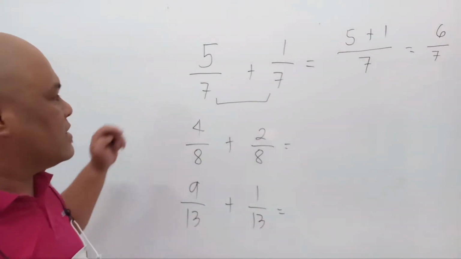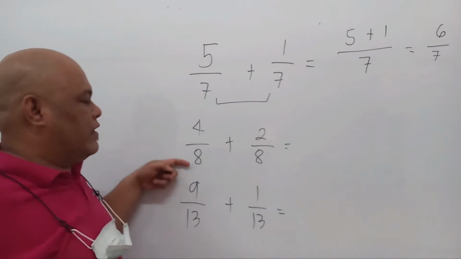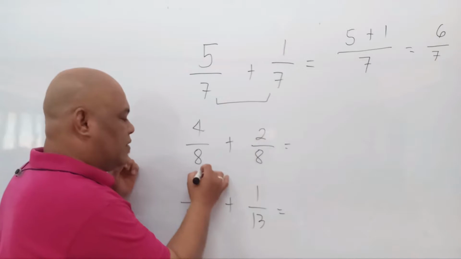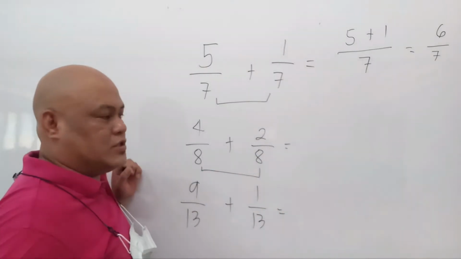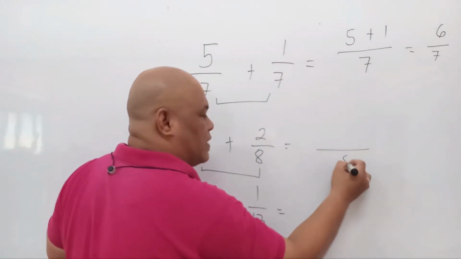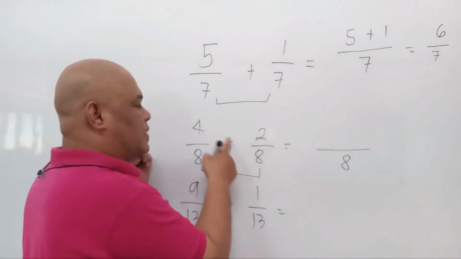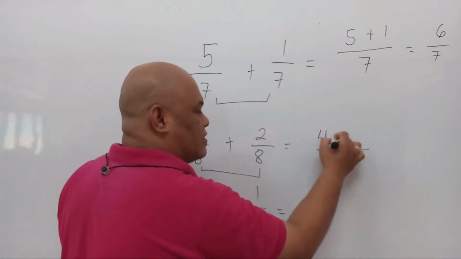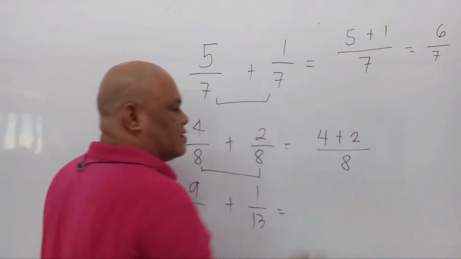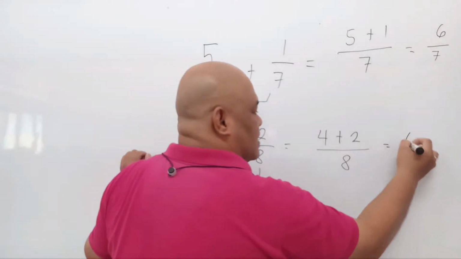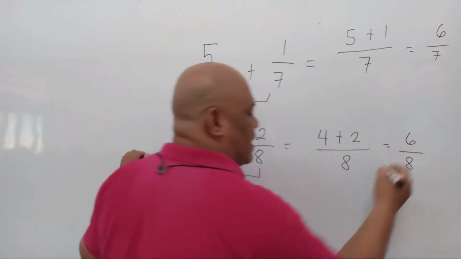Okay? Next, for example, 4 over 8 plus 2 over 8, with the same denominator. What you will do, you have to copy the denominator. Next is, you have to add the numerators. 4 plus 2 is 6 over 8.